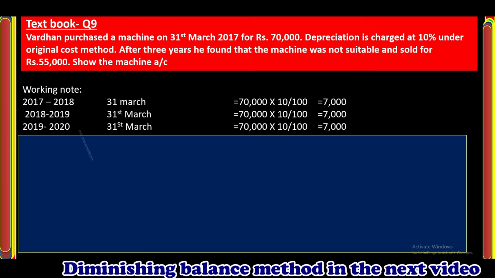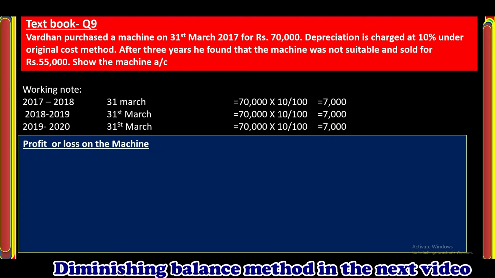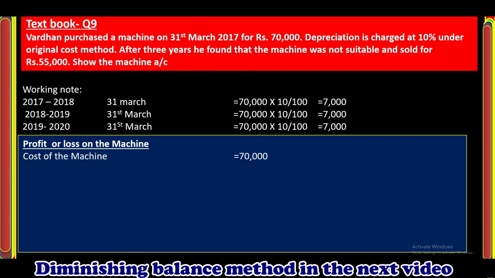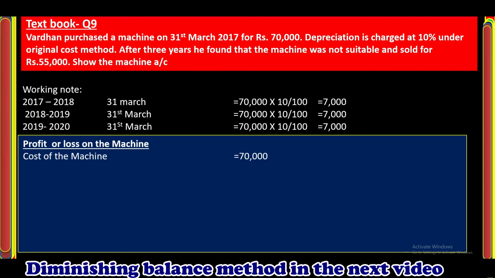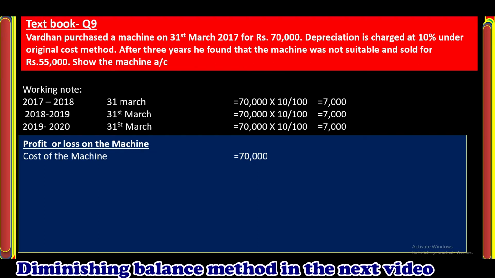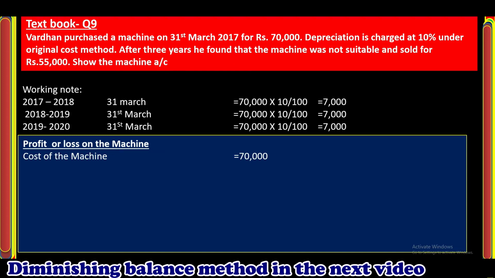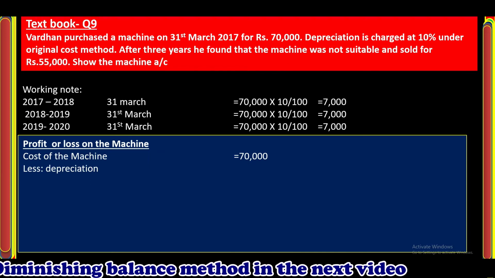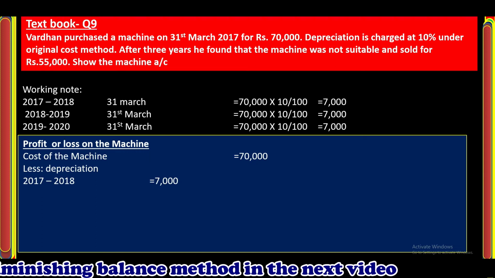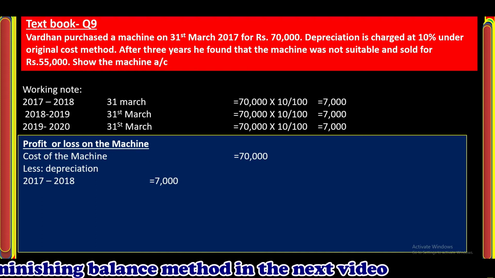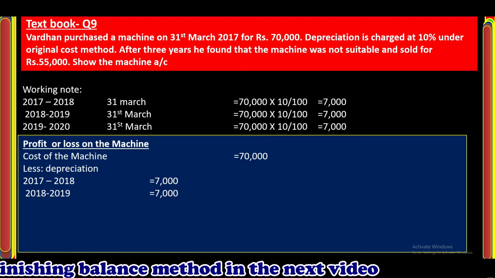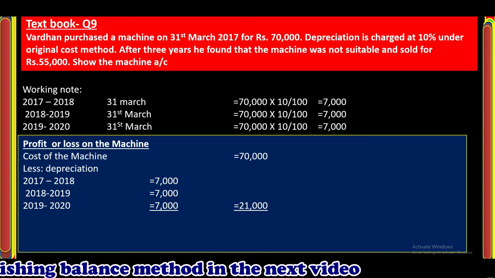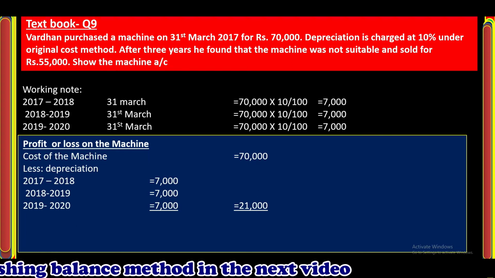Okay students, now I am going to explain how to calculate profit and loss on the machine. First we should write the cost of the machine. The cost of the machine is here 70,000, right? From this cost we should minus 3 years depreciation. First year 2017 2018, 7,000. Then second year 2018 and 2019, 7,000. Third year 2019 and 2020, 7,000. 3 years together it is 21,000.